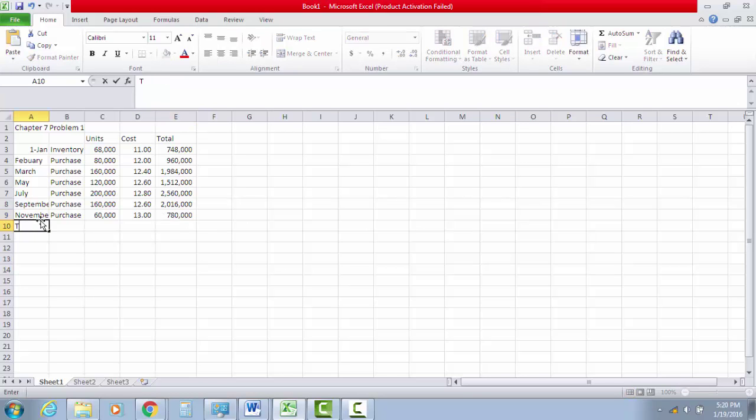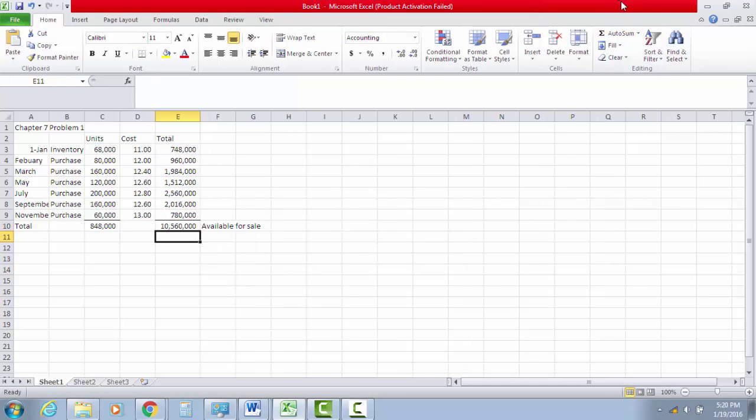For our total purchases, we have a total of 848,000 units available for sale. And then our total price we've paid for these units is $10,560,000. So this is number 1. So now let's take a look at number 2.